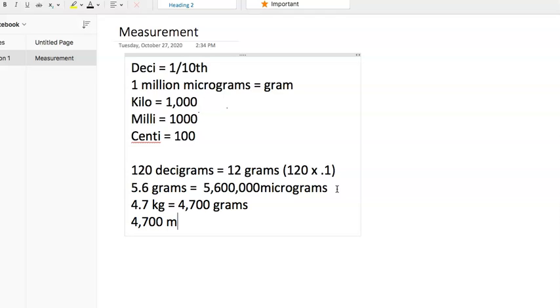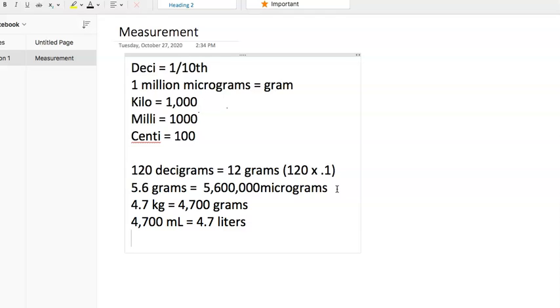Keeping with the same number structure here, what if I have 4,700 milliliters? How many liters is that? Hopefully you came up with that answer. 4.7 liters. All I did there was take the 4,700 and divide it by 1,000. And then we get to 4.7.